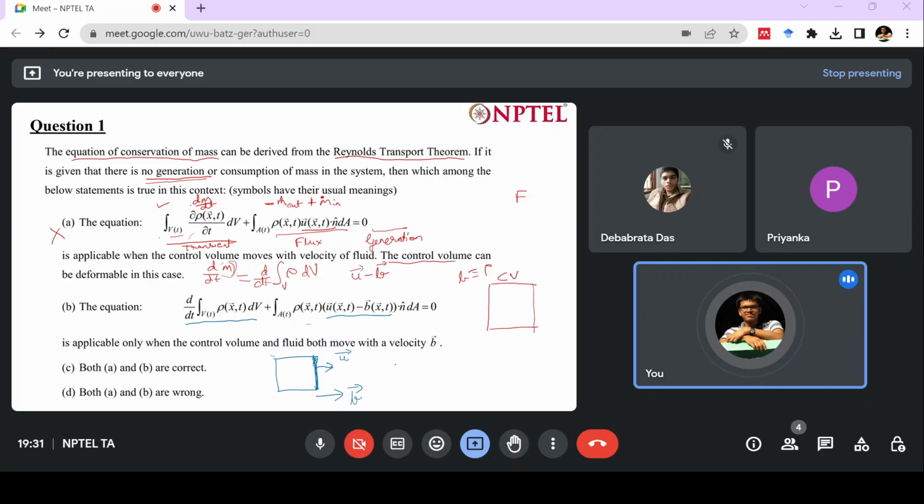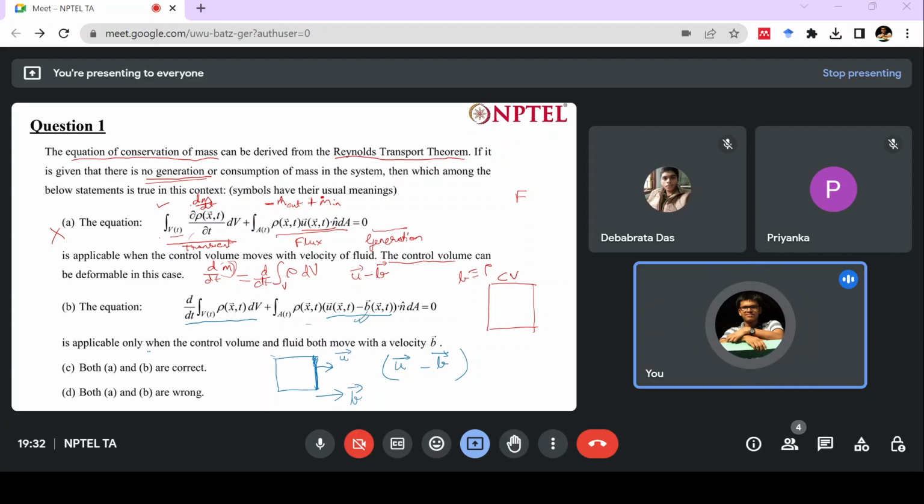I should use my velocity u, by which the fluid is moving, minus my velocity v, through which my control volume is moving, right? This is the relative velocity. So u minus v is the velocity to be used. Okay, and that has been used here.